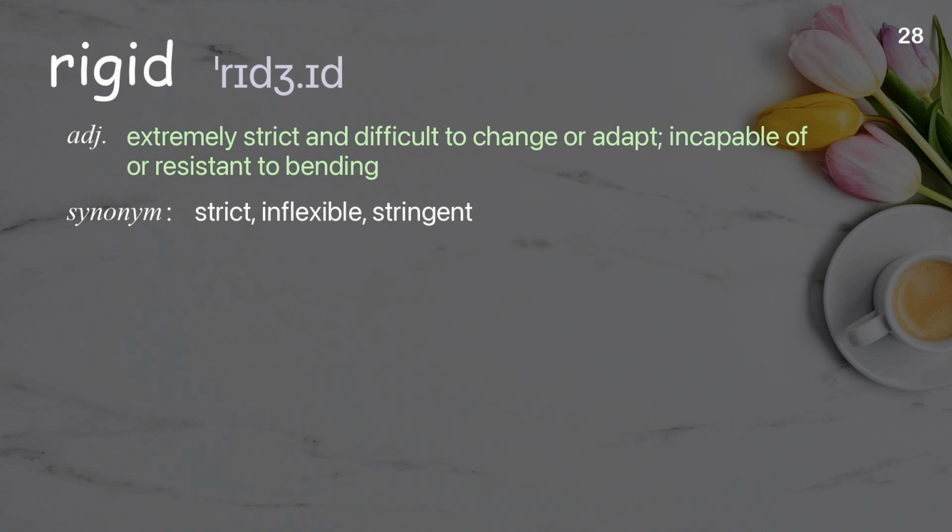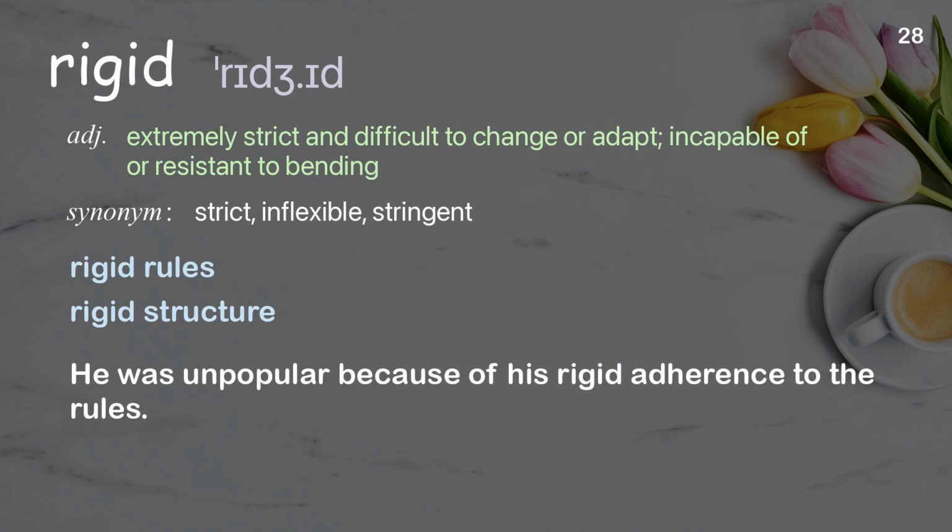Rigid. Extremely strict and difficult to change or adapt, incapable of or resistant to bending. Examples: rigid rules. Rigid structure. He was unpopular because of his rigid adherence to the rules.